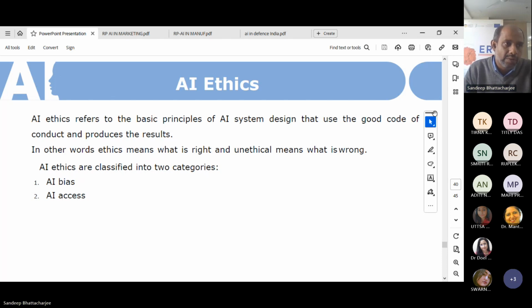But very recently, many leading scientists and technologists, and even some governments, have said that we should have some basic ethical system of development of AI that can keep a control or tab on what developments are taking place. So in other words, ethics means what is right and unethical means what is wrong. Of course, it has been divided into two areas: AI biasness and AI access.